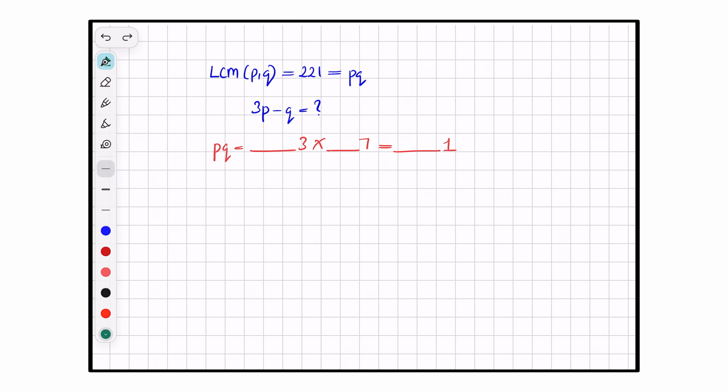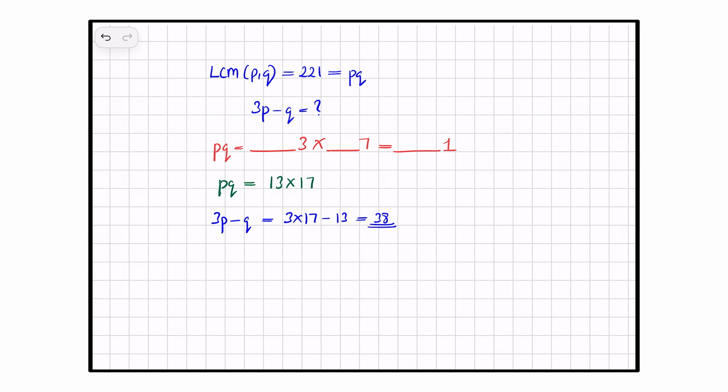And when you try, you will get PQ is equal to 13 into 17, and it's given that P is greater than Q, so P has to be 17 and Q has to be 13. Therefore 3P minus Q is equal to 3 into 17 minus 13, and that value is 38. So the answer is option C, 38.